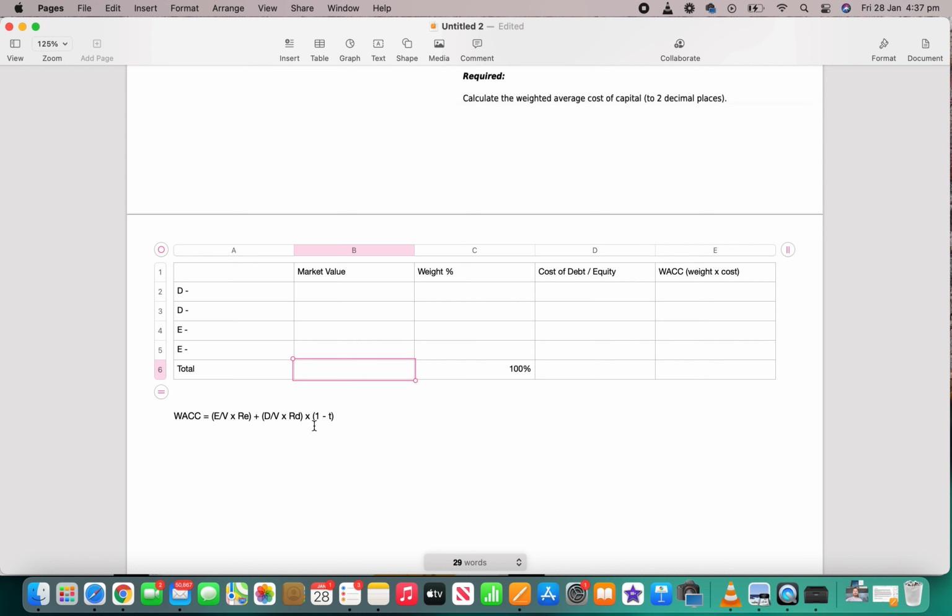Okay, so now I've set everything up. In the exam, you don't need to write out this equation, just this table will do. I just really want to explain the equation and how it works into this table. So market value is basically our E, our D, and our V. That's our cost of debt and equity, so that is RE, and then RD, and then this is our WACC here.